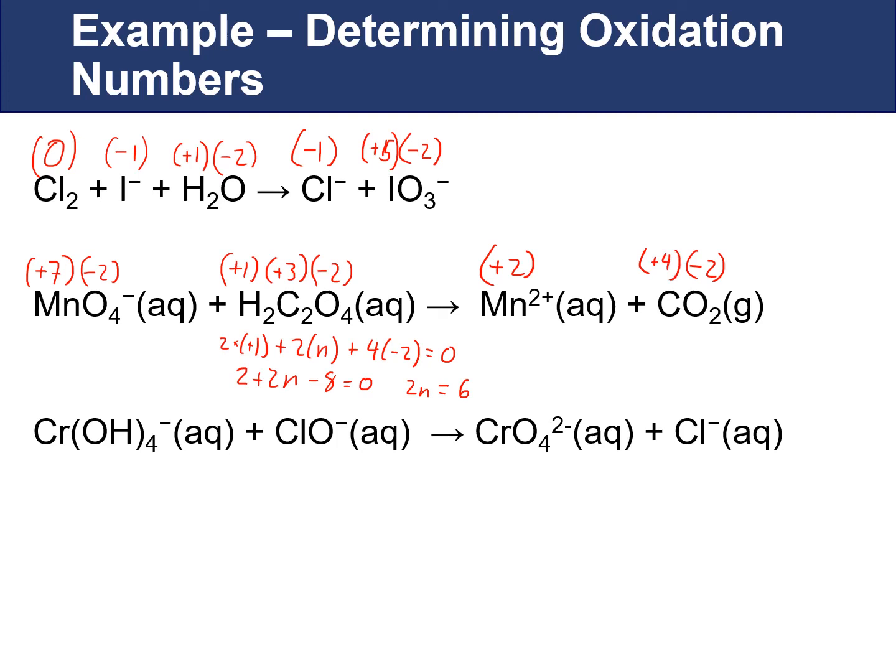Okay, our next one, chromium hydroxide. The hydrogens are going to be +1 each. The oxygens are going to be -2 each. There's an overall -1 charge, so the number that's on the chromium plus 4 times -2 for all of our oxygens plus 4 times +1 has to equal -1. So that's n minus 8 plus 4 equals -1. And so our number comes out to be +3.